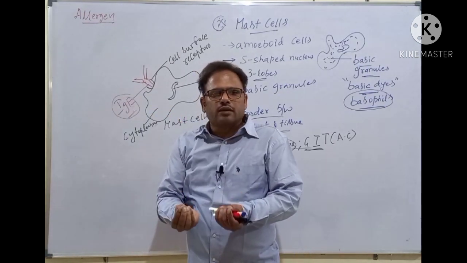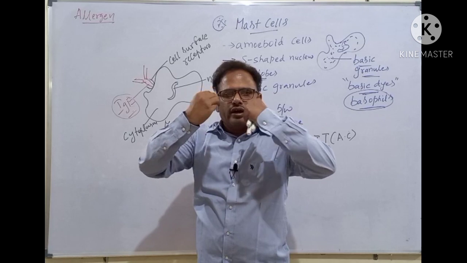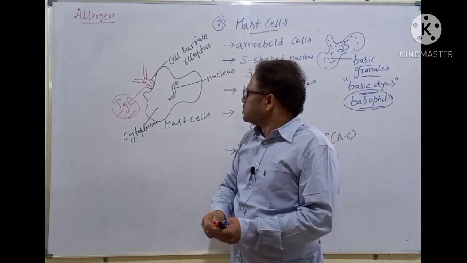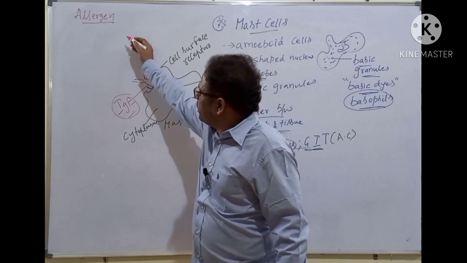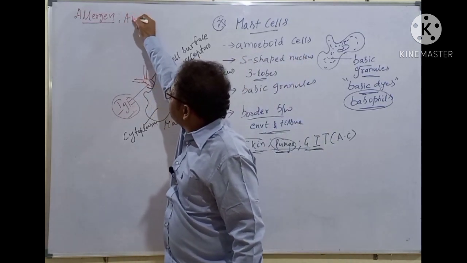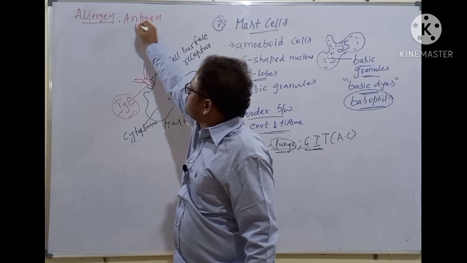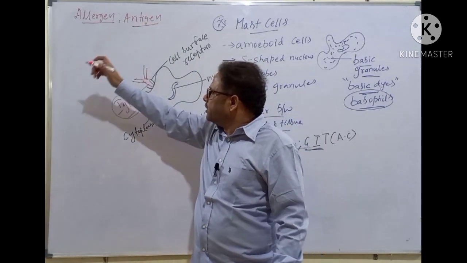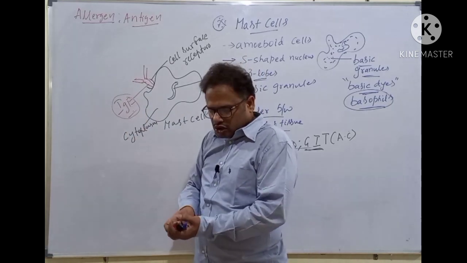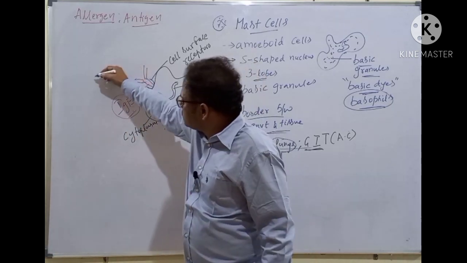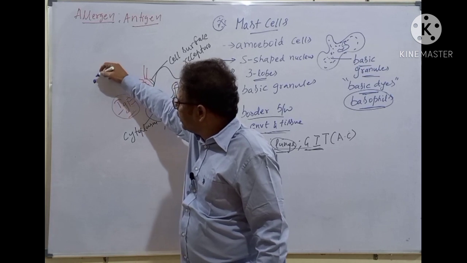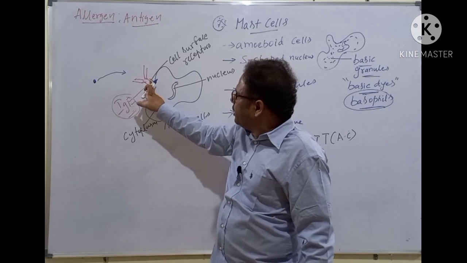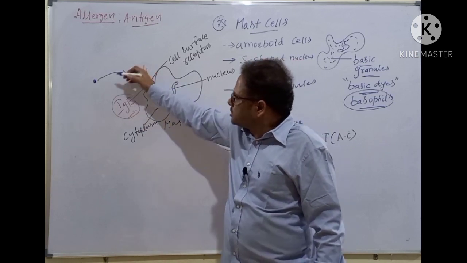When the allergen, for example the dust particle, enters into the body, it is danger, isn't it? So what happens now? This allergen is nothing but an antigen. Any foreign substance is called an antigen. Allergen is an antigen. When this antigen enters the human body, the antibody binds with the antigen.